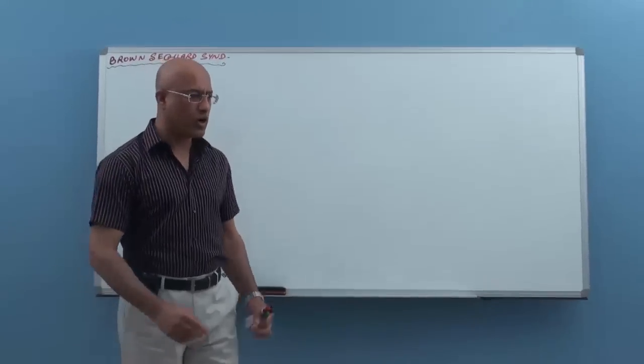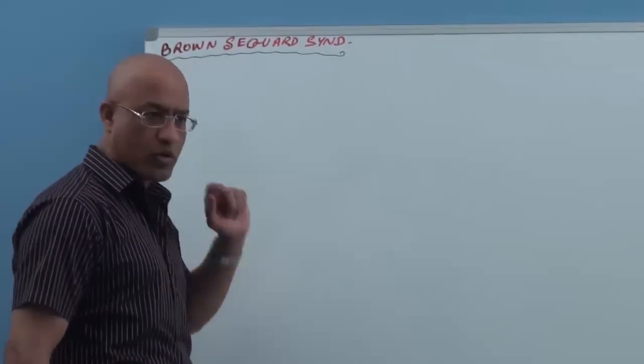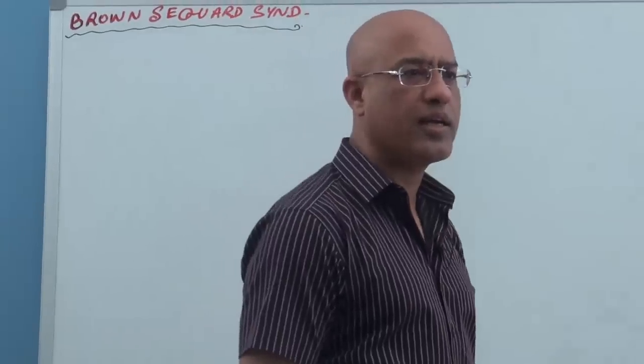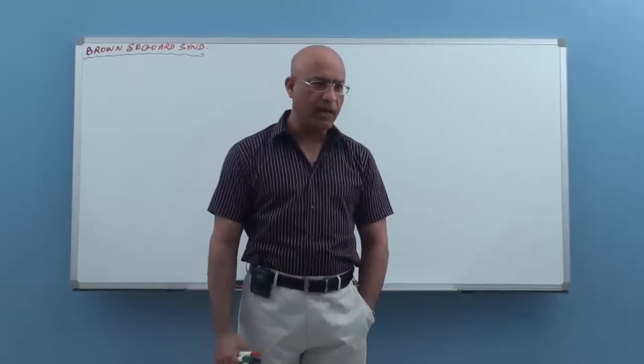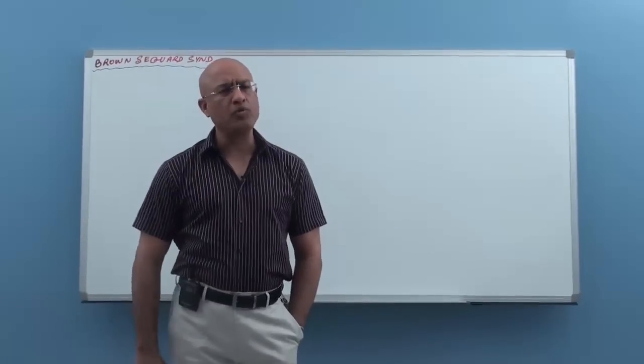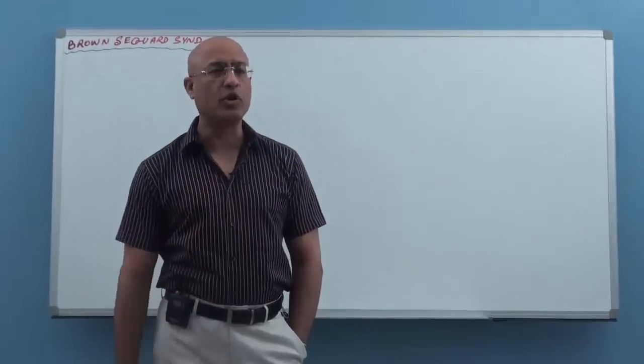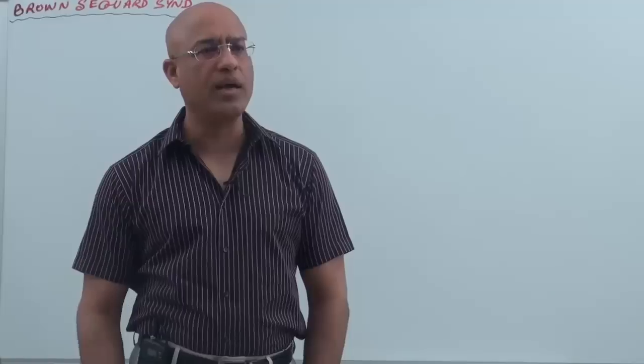Right, today we are going to talk about Brown-Sequard syndrome. Brown-Sequard syndrome is a clinical situation which is produced by the hemisection of the spinal cord. Even though Brown-Sequard syndrome in a classical sense is not very common, right? But still it appears very frequently in exams.